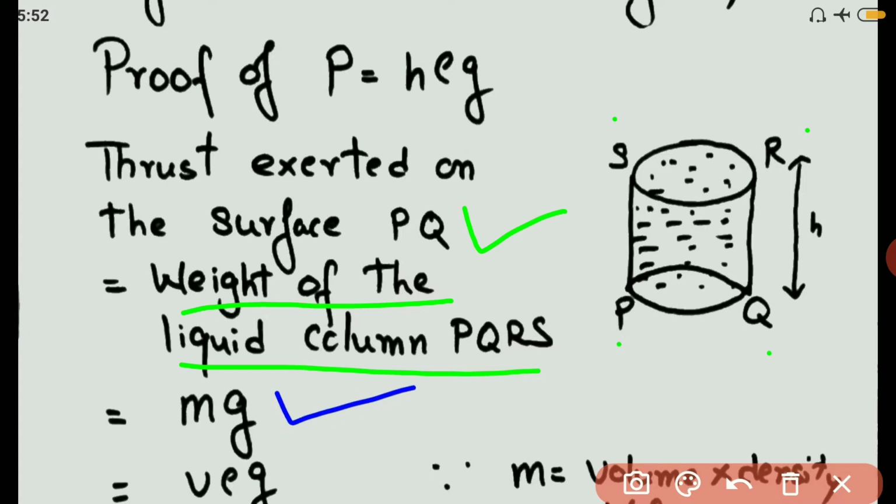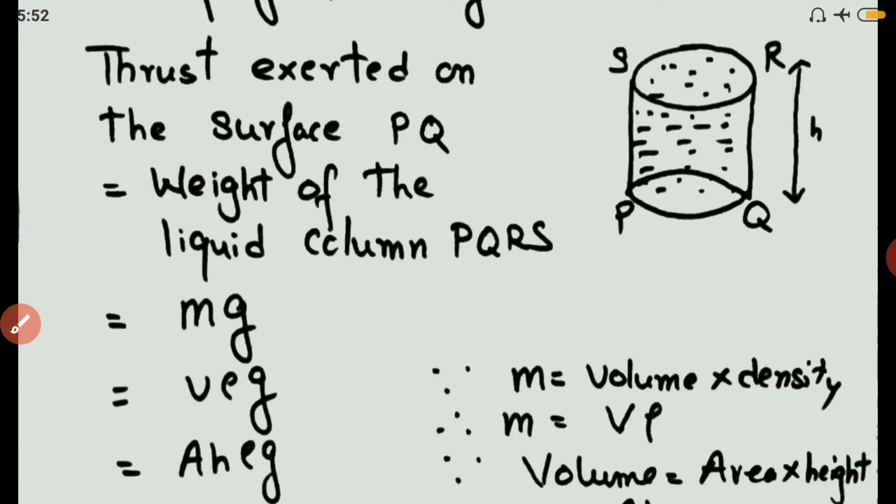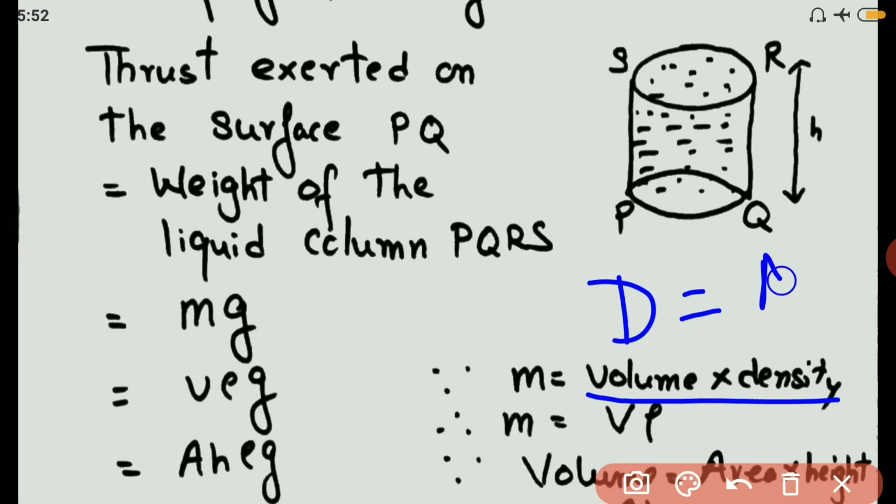I hope you know this, but as you all know, mass equals volume into density, from the formula density equals mass upon volume. We have done this in class 7. So the formula of mass will be volume into density. Hence this m becomes v into rho, where rho is the density of the liquid taken here.